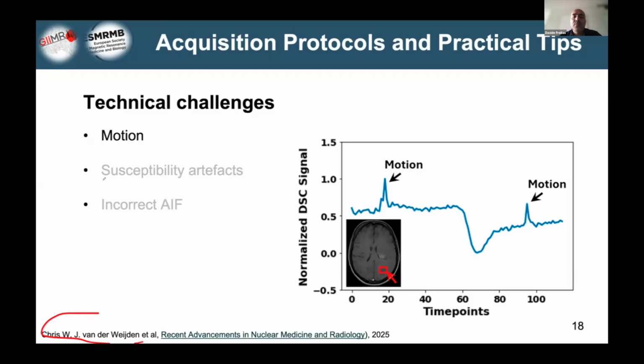Even small patient movements can introduce abrupt signal fluctuations that distort the signal time curve. This results in spikes, which we can see in the baseline or in the contrast bolus passage. In severe cases, motion can render the acquisition non-diagnostic. Although post-processing motion correction can help in some way, it cannot fully recover lost signal consistency.